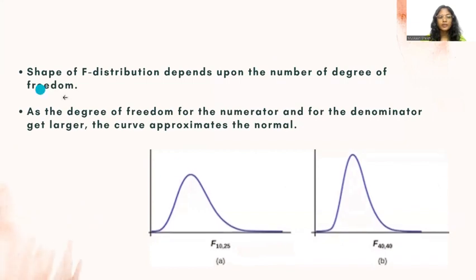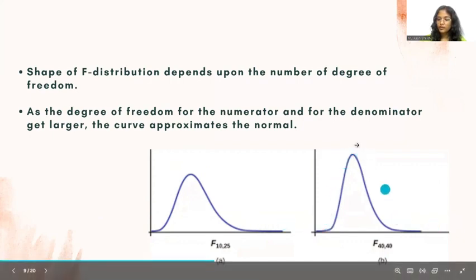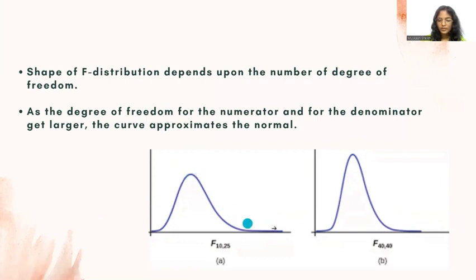The shape of the F distribution depends on the degrees of freedom. As the degrees of freedom for the numerator and for the denominator get larger, the curve approximates the normal. So as the values become larger, the curve just becomes a normal distribution.